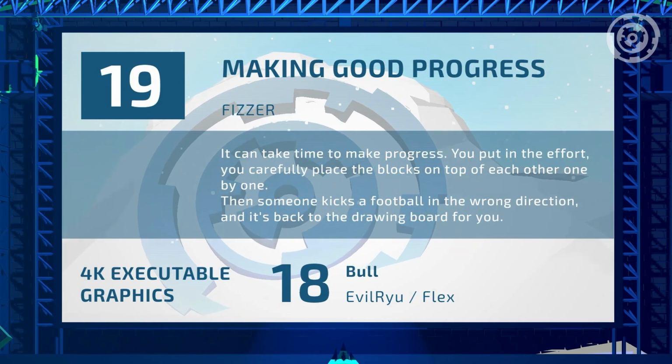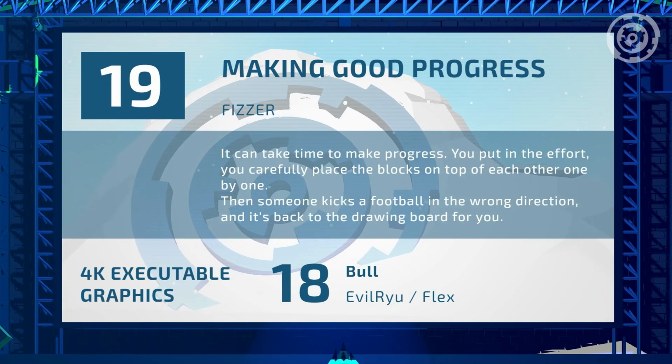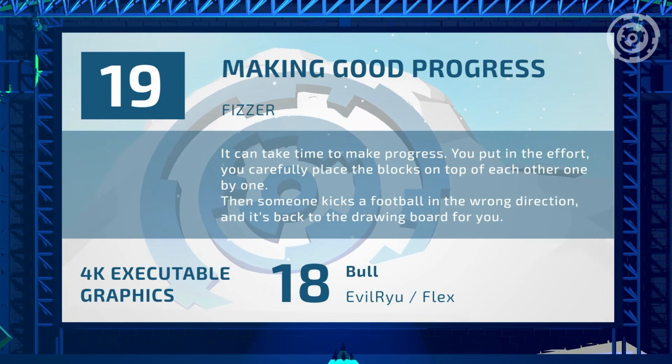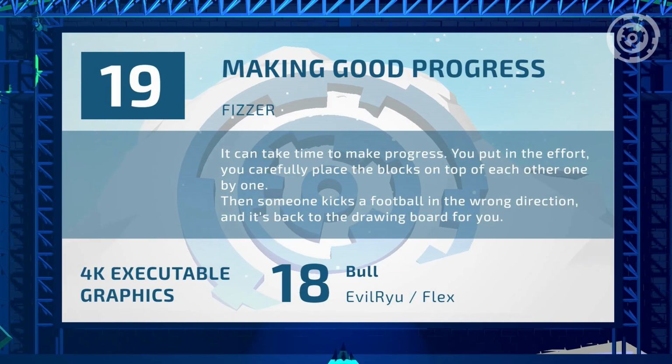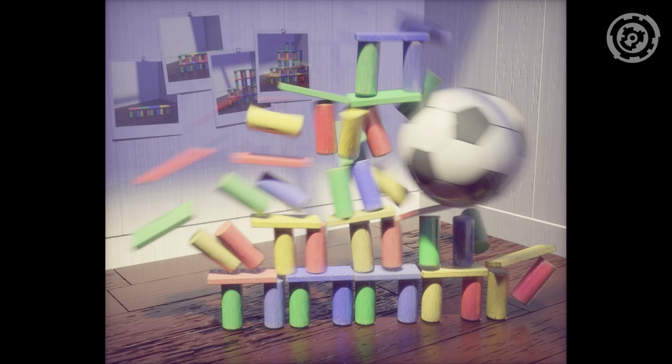Number 19, Making Good Progress by Fizzer. You can take time to make progress. You can put in the effort. You carefully place the blocks on top of each other, one by one. Then someone kicks a football in the wrong direction and it's back to the drawing board. Aww. Very true to life story, though.